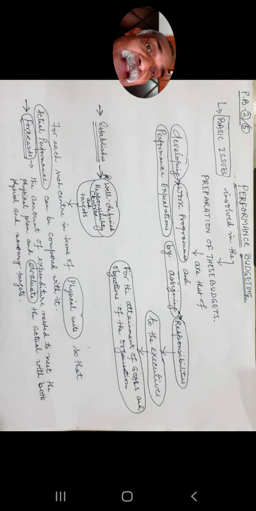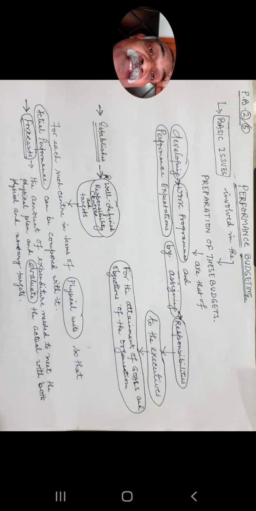So each and every executive is responsible for completing the targets within the time frame. This performance budget has well-defined responsibility centers, and targets for each such center in terms of physical units, so that actual performance can be compared with it. How many units you want to prepare, how many kilometers you have as the target to complete, and how much you have actually completed. So, in terms of physical units, so that the actual performance can be compared with it.